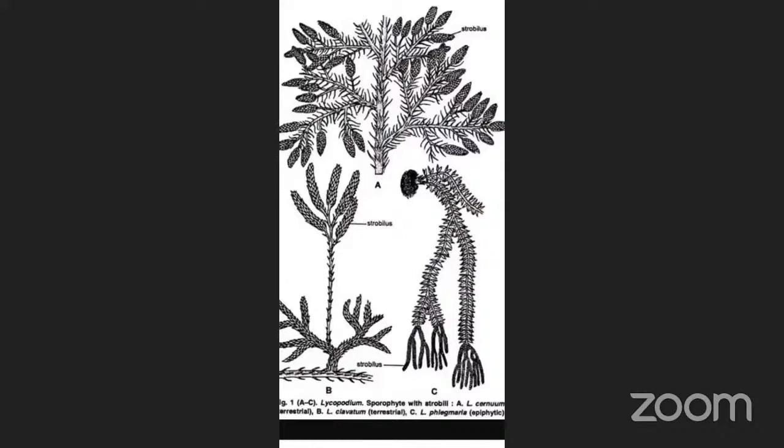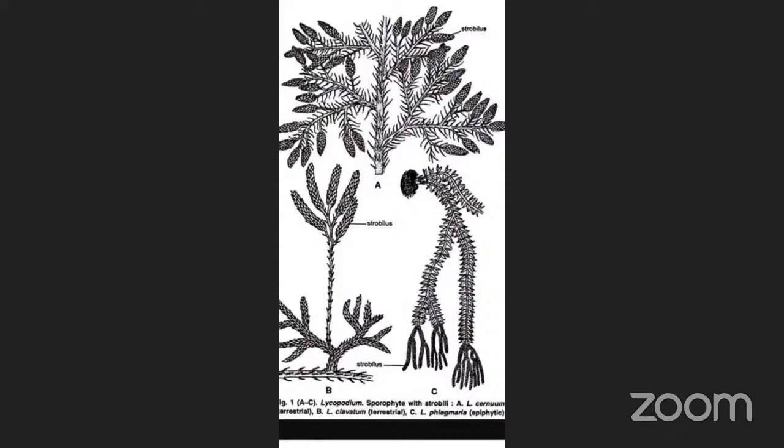Around 33 species are there in India. So, what is the habitat? The Lycopodium species are commonly called the club mosses. Club mosses means club-like structures are there in the apical branches. They can grow in tropical and subtropical areas. Most species prefer moist and shady locations rich in humus.